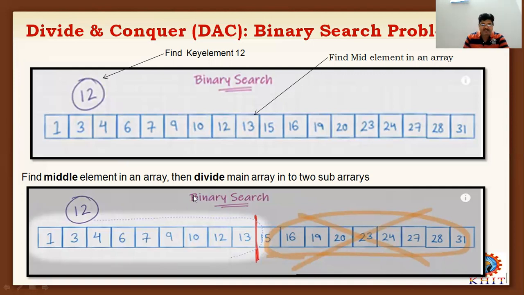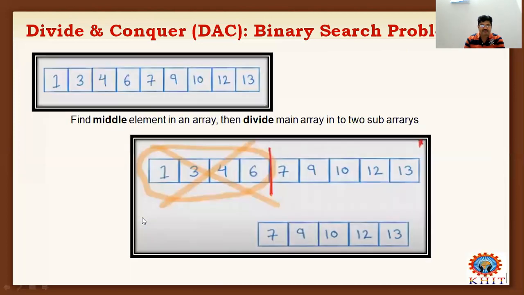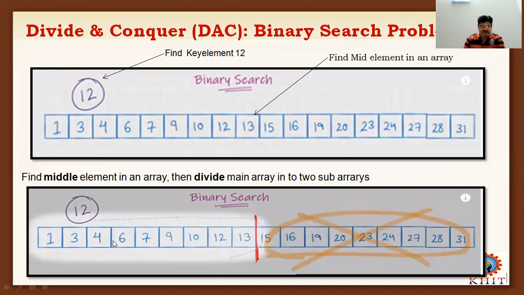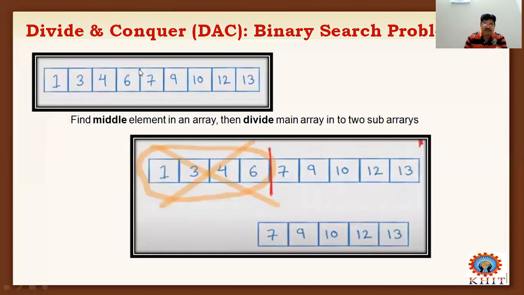So here, check whether the searchable element is found or not. If the searchable element is available in the left side subarray, then again split this array into two parts. When we divide the given array, the left side subarray is divided into two subparts. This is one subpart, this is another subpart. So here this is the left subpart, this is the right subpart. Here we need to find the middle element. The middle element is 7.